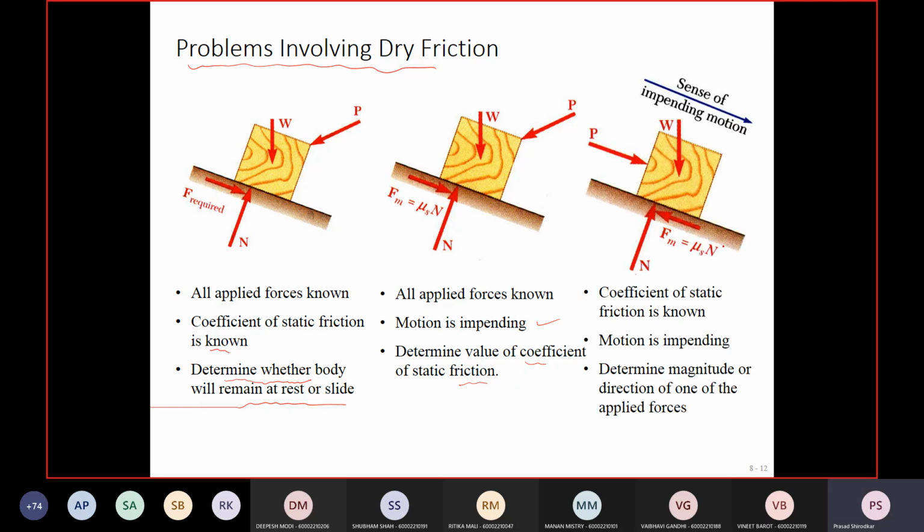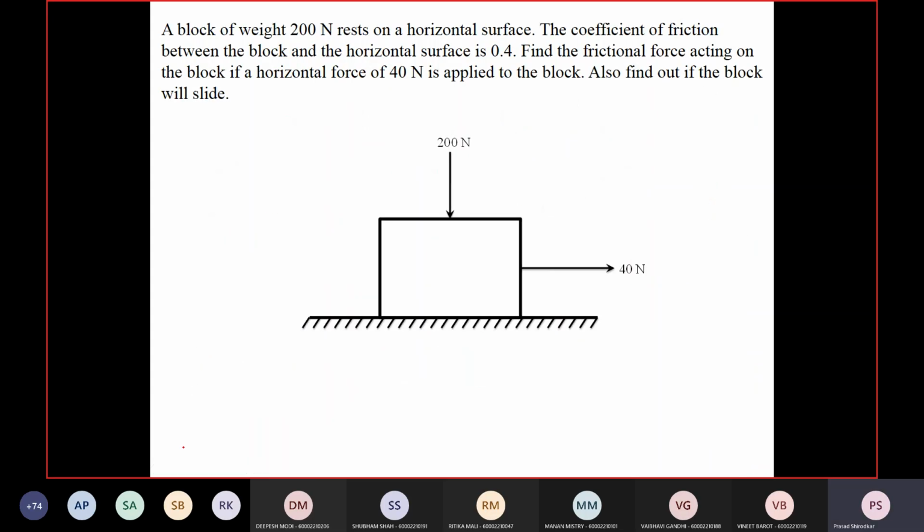Third type: the coefficient of static friction is known, the condition is given that motion is impending, and you have to determine the magnitude and direction of the applied force. So broadly, you can classify the problems which involve a block into these three types. Okay. Any questions? So now let's start by solving some basic problems, and then gradually we'll increase the complexity.